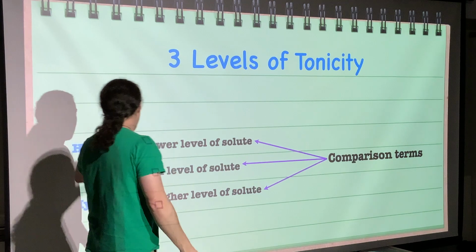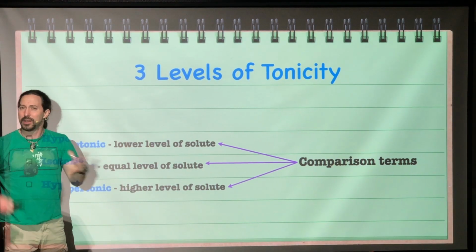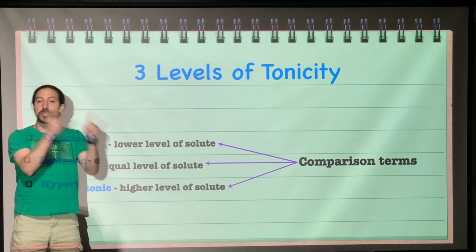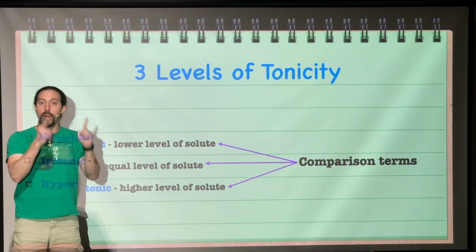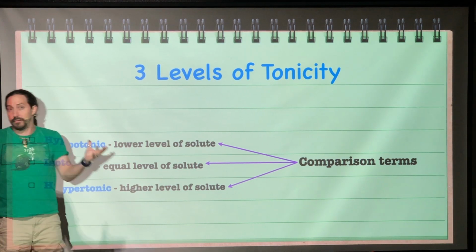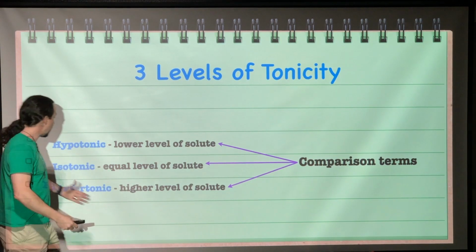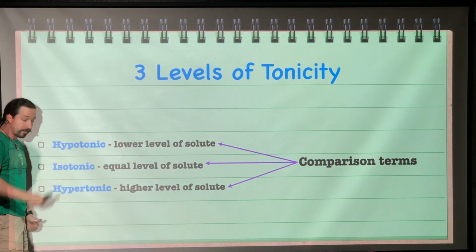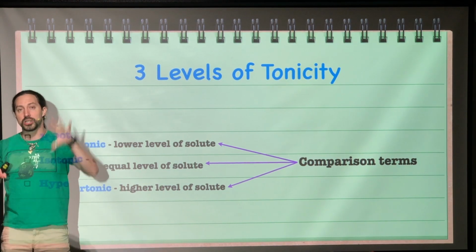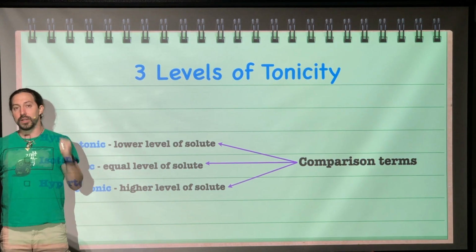For example, if one solution is hypotonic, that means it has a lower level of solute. Well, what's it have a lower level of? Well, it would have a lower level of solute than the other solution that you're comparing it to, which must have a higher level of solute because it has more solute present or a higher concentration of solute present, and so it would be hypertonic. If you have a hypertonic solution, you must also have a hypotonic solution. They are always going to be linked.